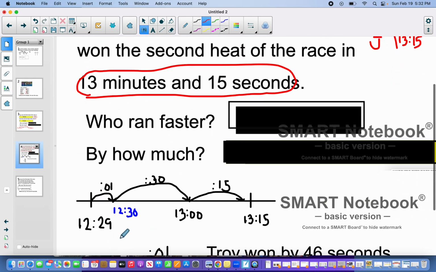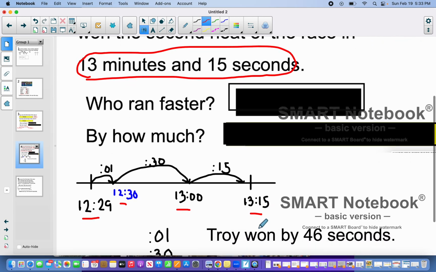And here is a sketch. We start with the 12 minutes, 29 seconds, and we're going to work our way up to 13 minutes and 15. We start with friendly numbers. We go up 1 second. That gets us to 12:30. Then we go up 30 more seconds because there's only 60 seconds in a minute. That brings us to 13 minutes. Then we go up 15 more seconds, and that brings us to 13 minutes and 15 seconds.